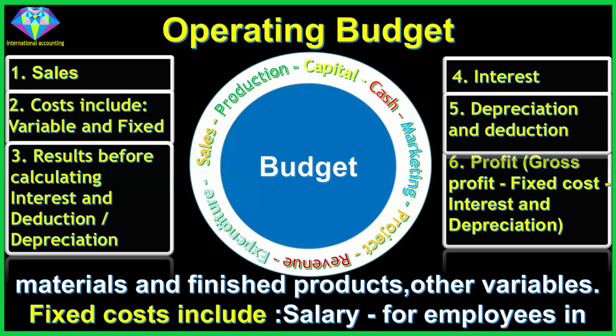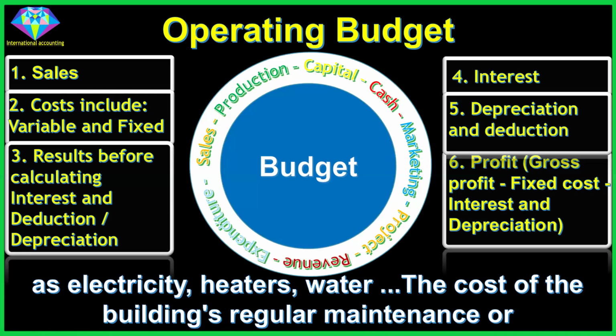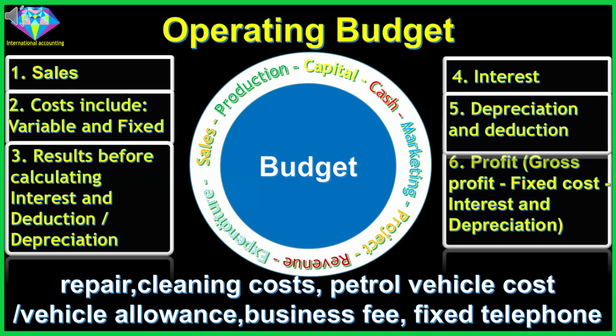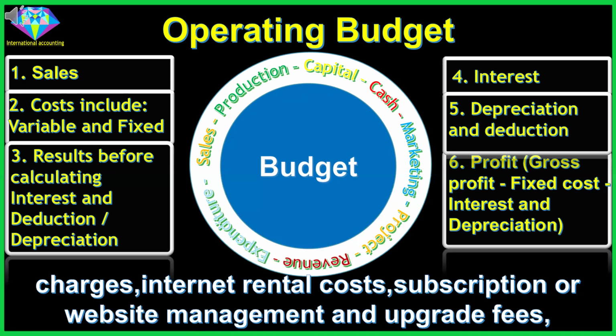Fixed costs include salary for employees in offices and shops, rent a factory or rent an office, monthly payment for public services such as electricity, heaters, water, the cost of the building's regular maintenance or repair, cleaning costs, petrol vehicle cost, vehicle allowance, business fee, fixed telephone expenses in the office, postage stamps, postal fees, computer network, mobile phone charges, internet rental costs, subscription or website management and upgrade fees.